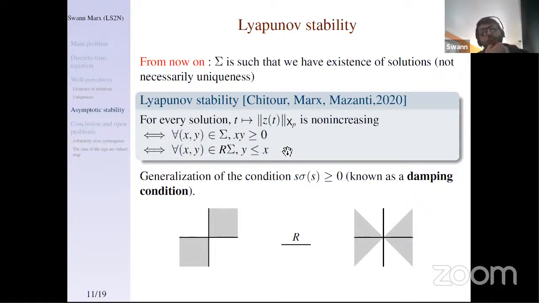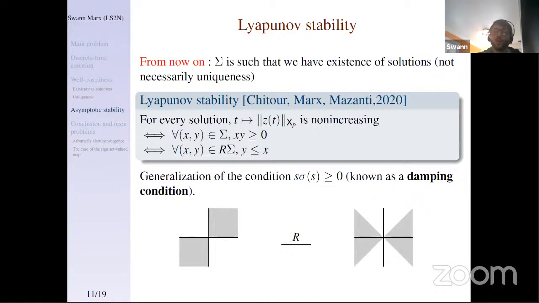Okay. So in the case where sigma is a graph of a function, it means that y will be a function of x, and this means that you have this condition: s times sigma(s) is greater than or equal to zero, which is in fact just the damping condition, which is well known in the wave equation literature. Okay. So here you can see the region where this condition is satisfied, and when you apply the rotation matrix.